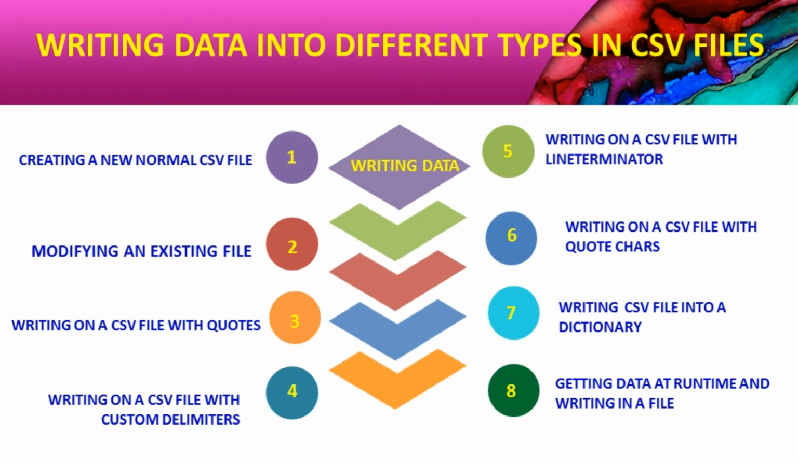And seventh one is writing a CSV file in dictionary format. Here we are going to write the data in a dictionary format. Eighth one is getting data at runtime and writing in a CSV file. Here we are going to get the data from the user at runtime, execute the program, and then write the data in the CSV file.